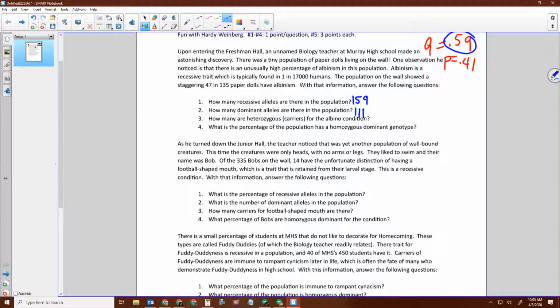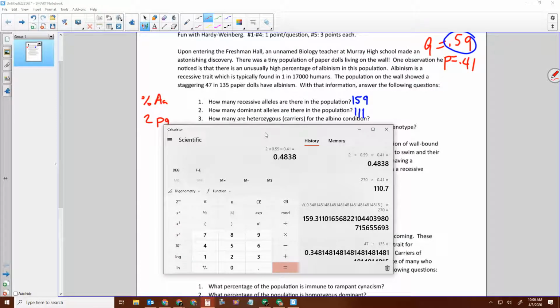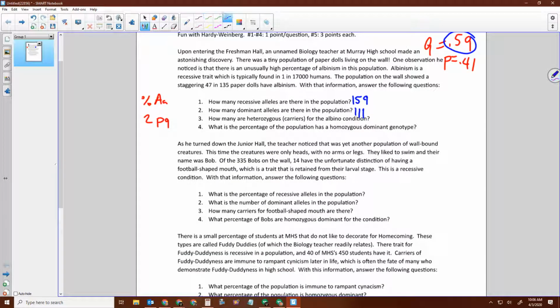Well, I know the percentage of heterozygous is equal to 2PQ. And so I'm going to multiply 2 times 0.59 times 0.41, and that is my percentage of heterozygous individuals. And so then I'm going to multiply that times the total number of individuals to get 65.3 individuals. Since we don't want a 0.3 of individuals, we're going to say 65 of them are heterozygous.